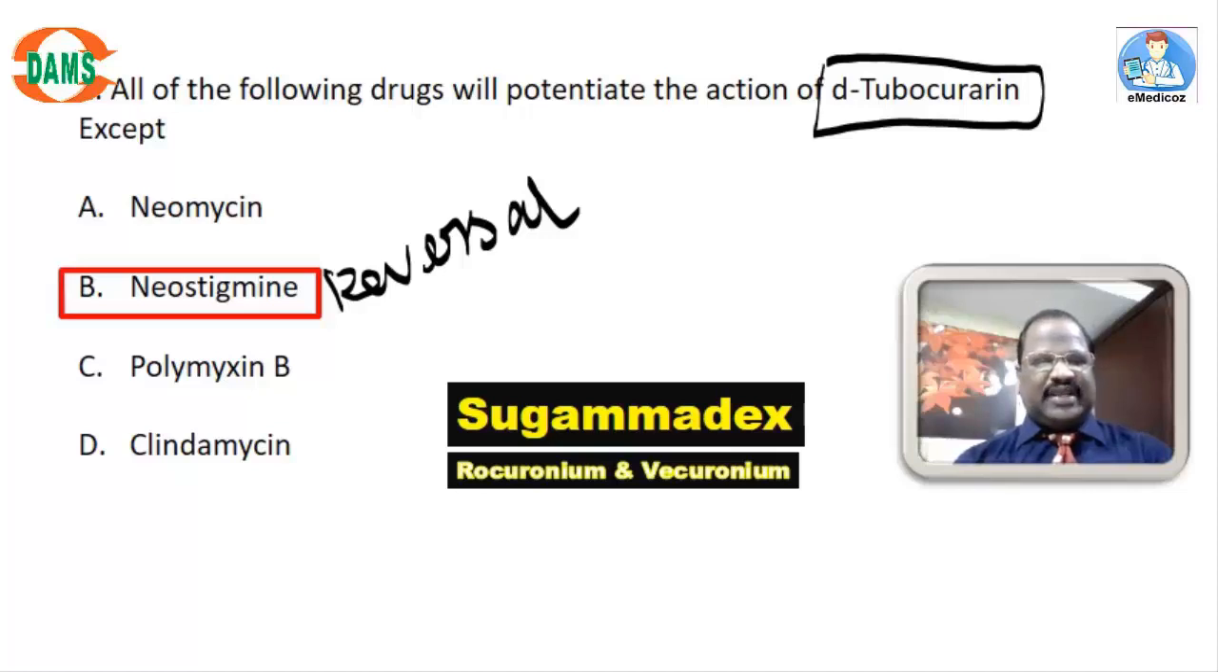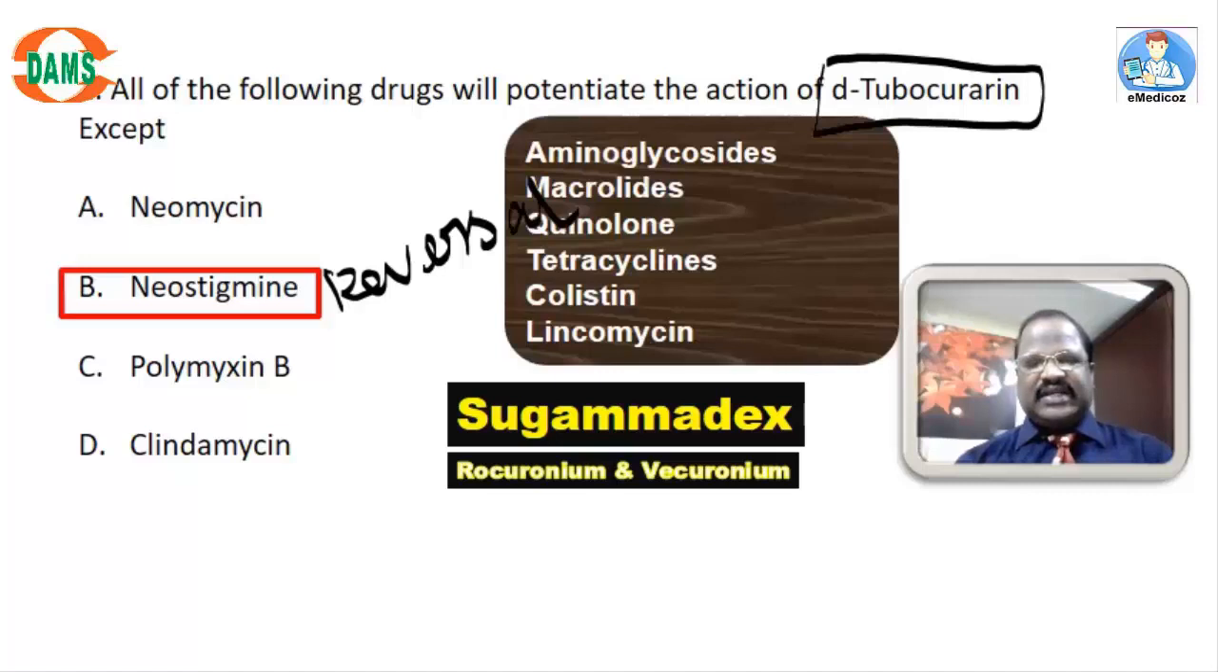Whereas other options like neomycin, polymyxin B, clindamycin are antibiotics going to potentiate the action of skeletal muscle relaxant. So what we should know is which antibiotics are going to aggravate the actions of skeletal muscle relaxant: aminoglycoside, macrolide, quinolones, tetracycline, colistin, and lincomycin. These are the antibiotics going to aggravate skeletal muscle relaxant action.